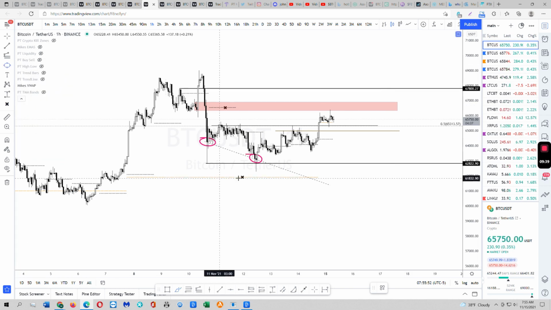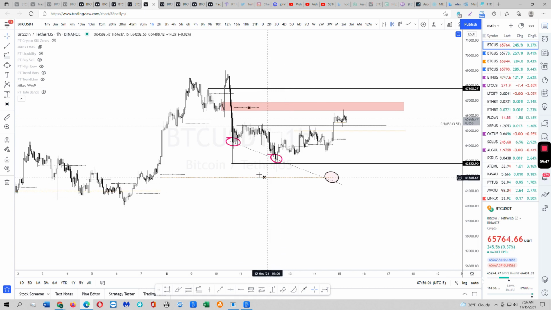And don't be surprised if you see that this VWAP gets filled down here. This 61.9 VWAP gets filled. Don't be surprised. That's all I'm saying. And this is it. There's nothing else for me to tell you about BTC. Just be cautious. Just be cautious.